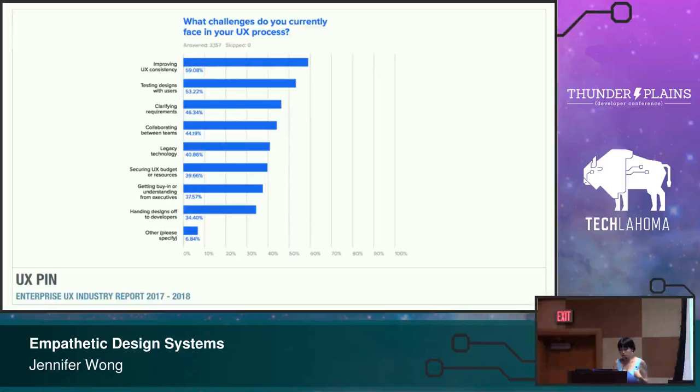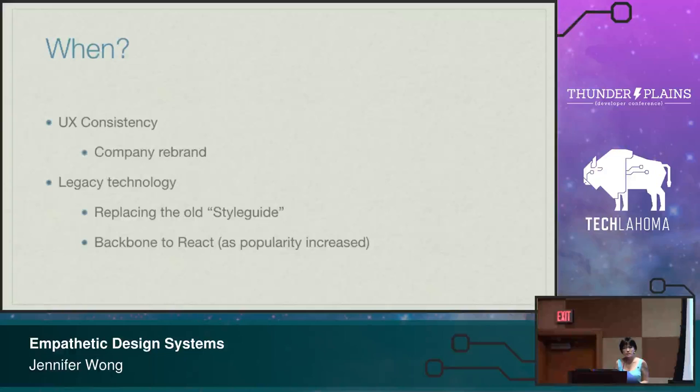And actually, we were dealing with similar problems that were asked about in this UXPIN survey. The ones that we wanted to work on were improving UX consistency across all of our different products. We also needed to do a better job of collaborating between teams, and not just design and engineering specifically, but also between feature teams. And then also we were replacing legacy technology. So the timing of it was really good for us because we were actually going through a company rebrand at the time. So it's very good timing to start a design system.